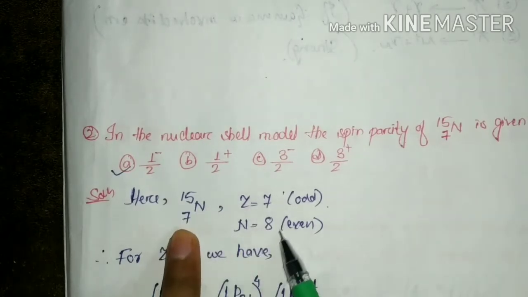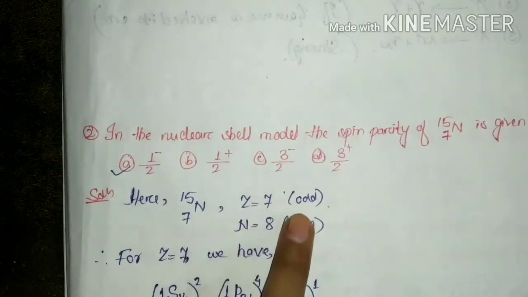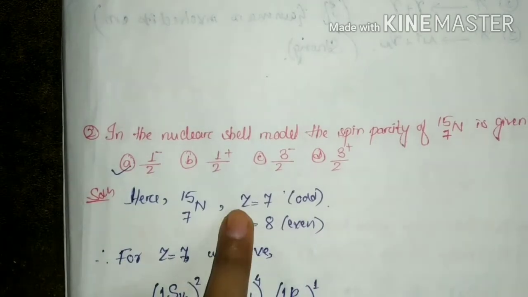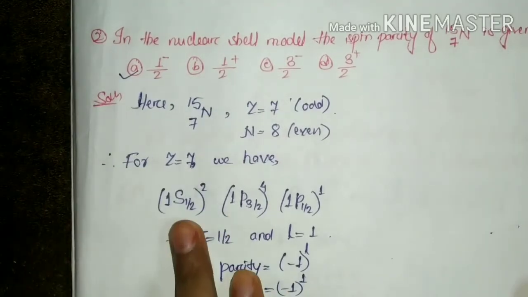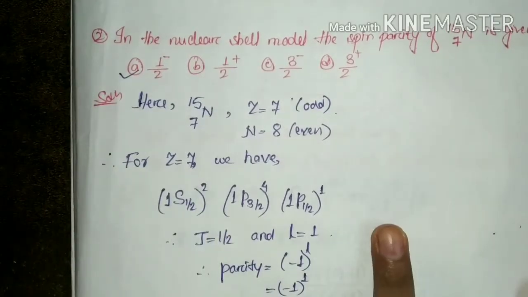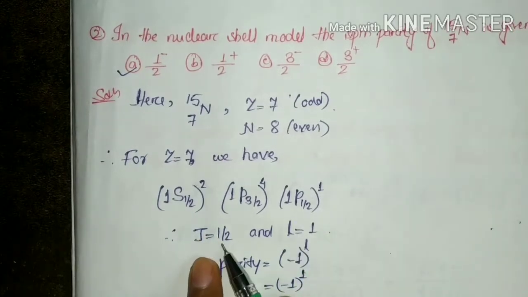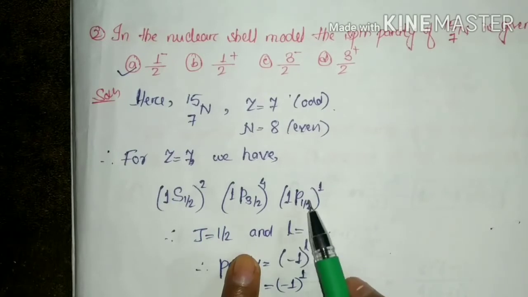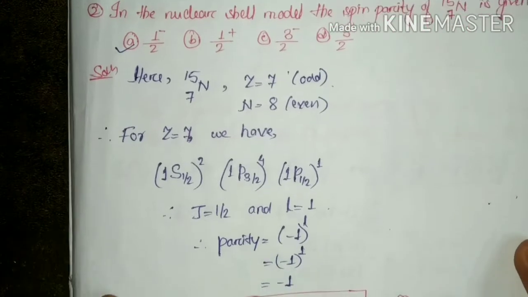15 minus 7 is 8. So the number of neutrons is 8, which is even, so we will ignore this, and the number of protons is 7, which is odd, and we will write the energy levels according to the shell model only for the odd number of protons. So for Z equals 7, we can write the energy levels as such. Here we see J is equal to half for the last term. What is J? J is equal to half, and L is equal to how much? L is 1, because for the P shell, L is equal to 1.